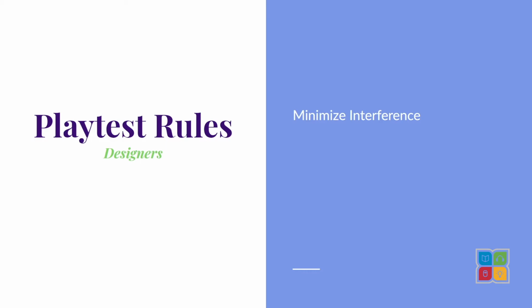Players' interpretation may vary from yours. This means you'll have to decide if revisions or clarifications are in order. Always take notes as you observe. If possible, and with your playtester's permission, recording the session can also be very helpful.